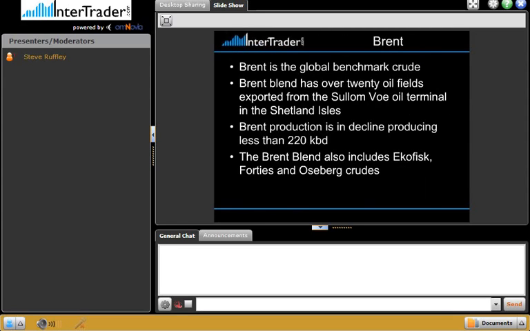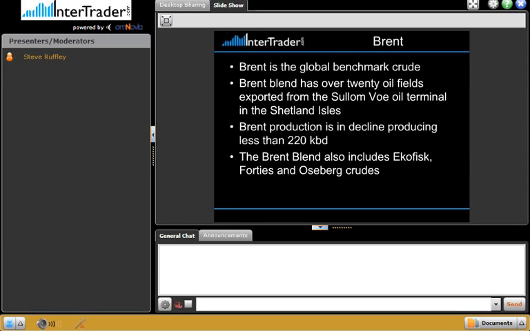Yes, all these underlying factors and the fear that drives the oil market. So when we talk about oil, we're generally referring to the benchmark, which is Brent crude. So again, a term we should all be aware of. It's a blend, and it's produced over 20 oil fields, and it's exported from the Sullom Voe oil terminal in the Shetland Isles.